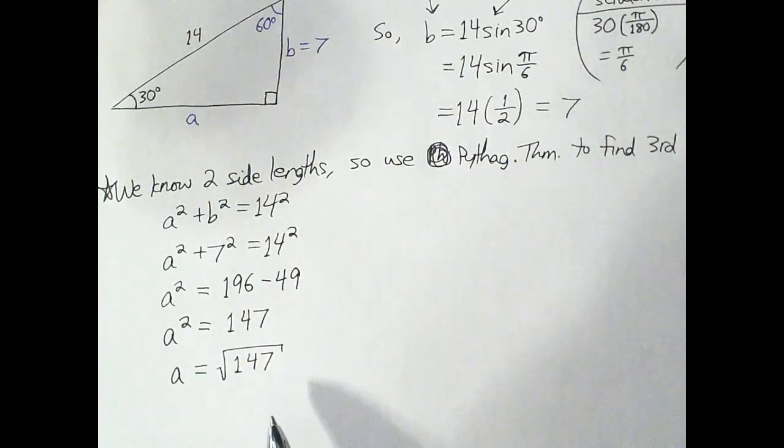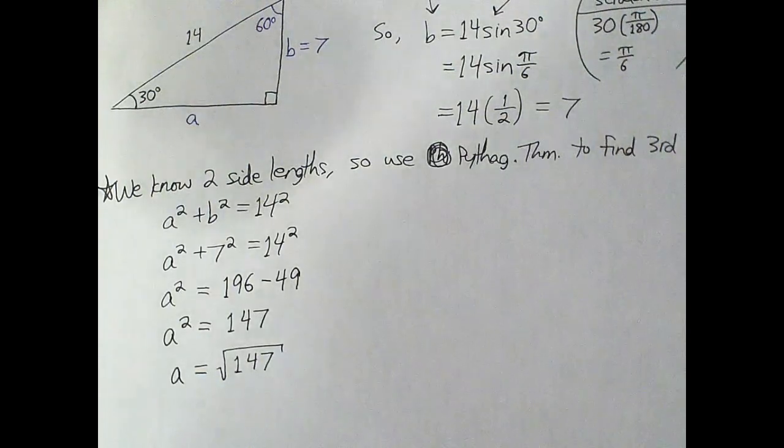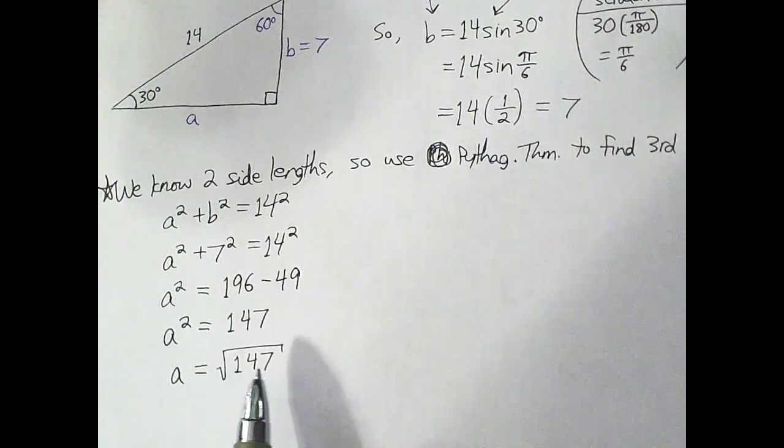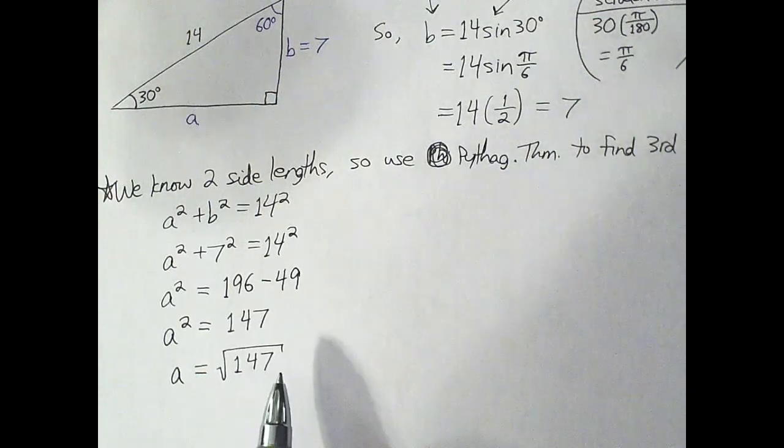The remaining thing to do here is, can we simplify this at all? Can we simplify this? You know how to simplify square roots. Well, first of all, the square root of 147 is not an integer, so we can't just evaluate it as a whole number. You could ask, what is 147 divisible by?